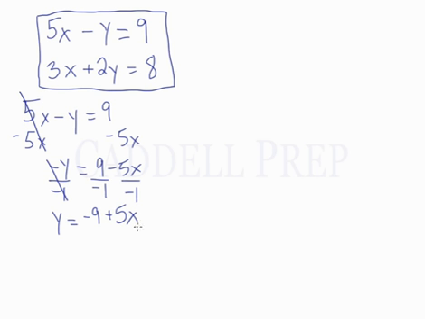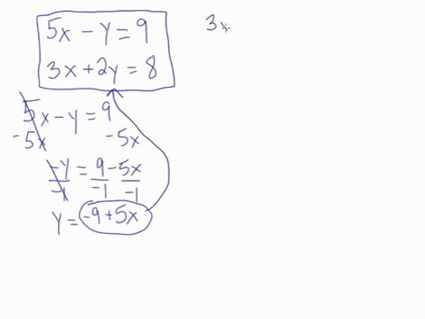So now we've solved for y in the top equation, so we're going to plug this into the second equation. So I'll rewrite the second equation: 3x plus 2y equals 8. Let's plug this in for y, so we still have 3x plus 2, and it's 2 times y, so it's going to be 2 times this entire thing, negative 9 plus 5x, equals 8. So y is negative 9 plus 5x, so let's plug this in and we'll use parentheses.